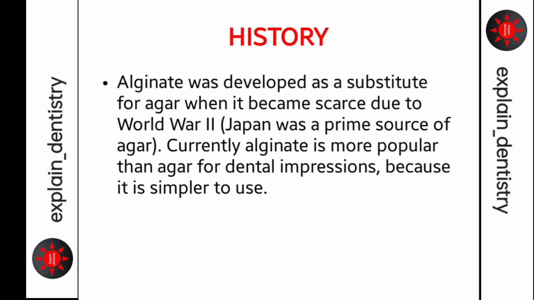History of alginate. It was developed as a substitute for agar because there was scarcity of agar during World War II, because Japan was the prime source of agar. Currently, alginate is more popular than agar because it is simpler to use.